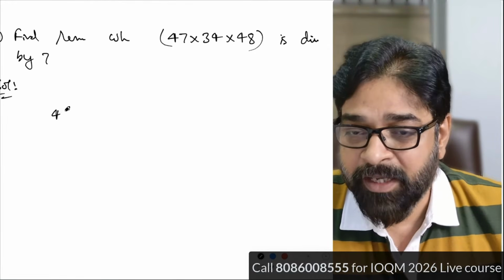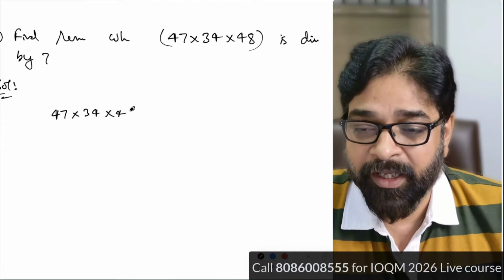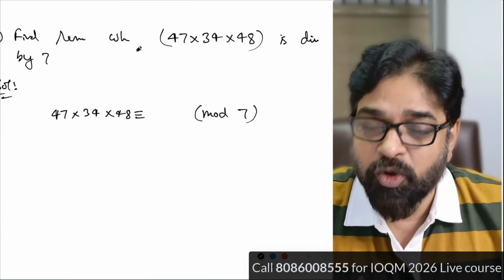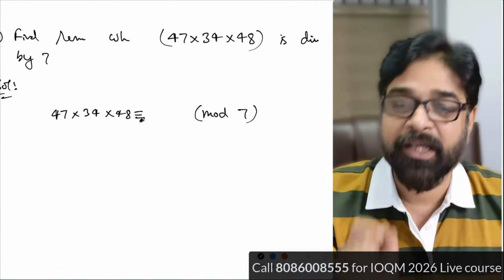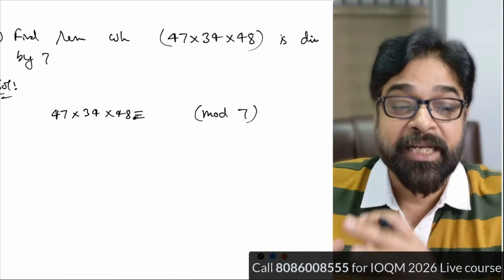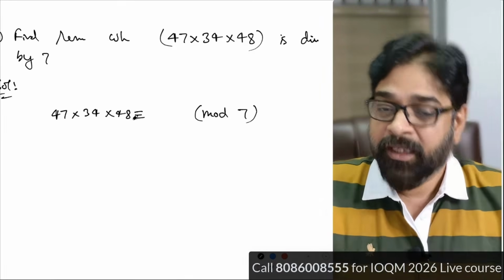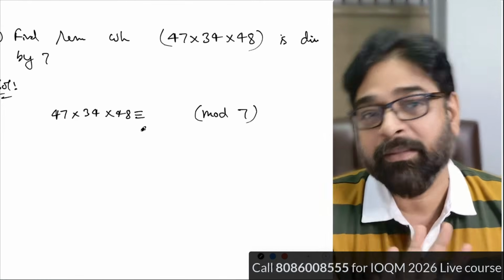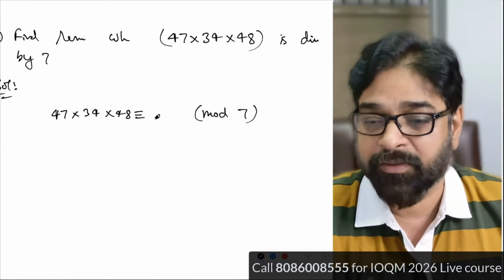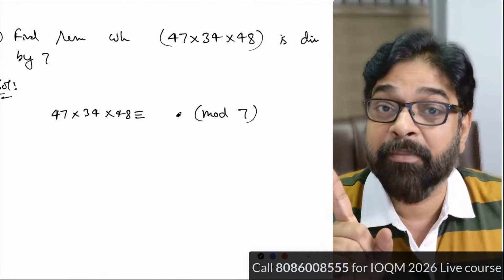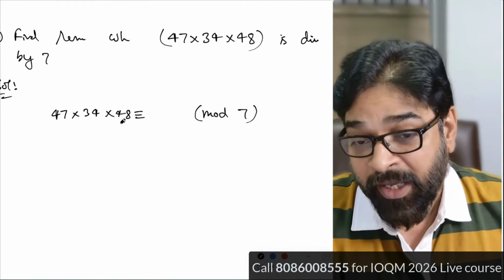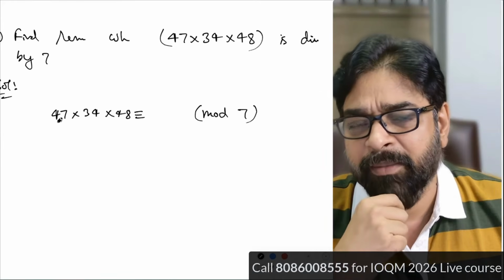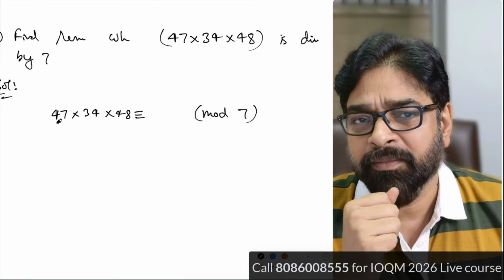Simple. We'll say 47 into 34 into 48 is congruent to what, modulo 7? Basically, they are asking this. This is what the question means. You should know how to convert a statement into mathematics language. This is the mathematics language, this is the English language; this English statement we converted into mathematics language. Now I have to fill it in here because this will give the remainder. Last class, if you remember, I already told you the beauty of this is you can change it. If you divide 47 by 7, what remainder will come? That will be 2.